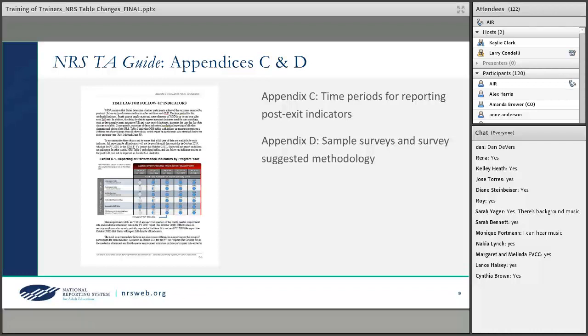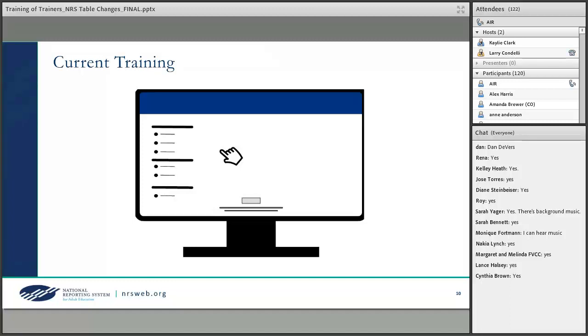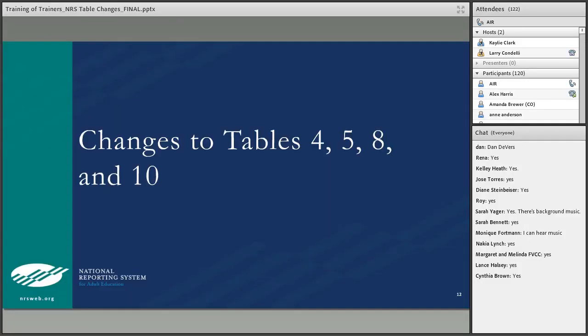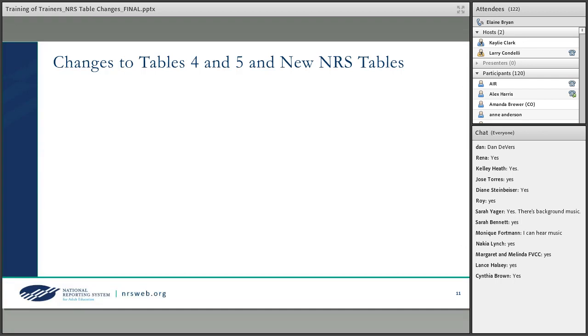Okay, so I'm just going to move into the tables now. We can move the slides ahead. Next slide. Next slide, please. Okay. We're going to talk first about some current tables that will be changed for next year. And the changes are not great, but I thought it would be important to go over them at this point. So there are tables 4 and 5, and also some really minor changes to 8 and 10.